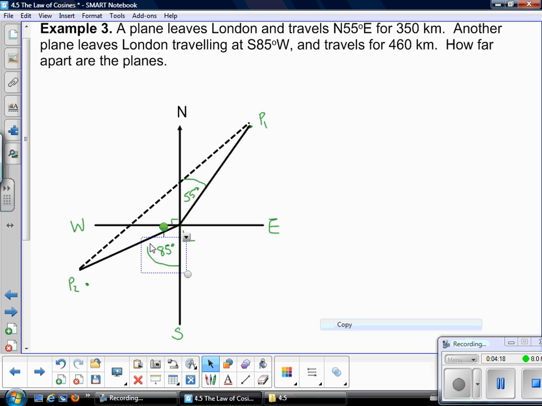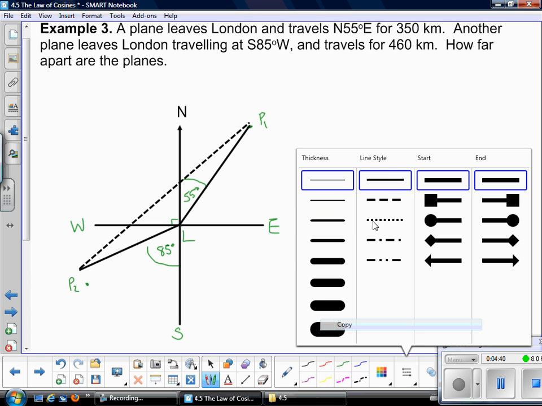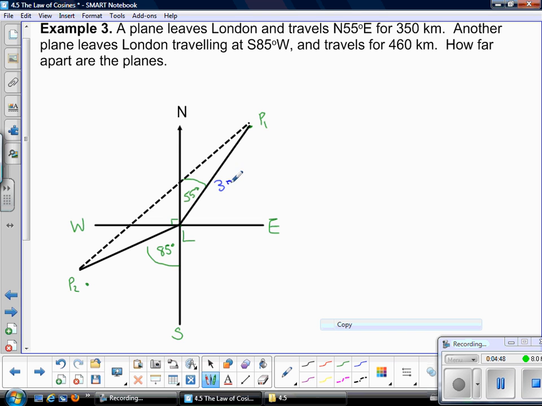So my problem with this is I do have a triangle. What other information do I know? Well, I know that this first plane is going 350 kilometers and the second plane is going 460 kilometers. So that's another thing that I can put into the diagram. So plane 1, from the time it left London, is going to go 350 kilometers. The other plane is going faster. Remember, they left at the same time, 460.